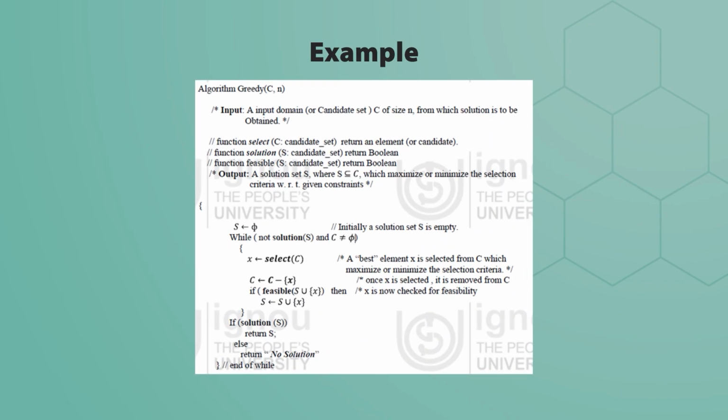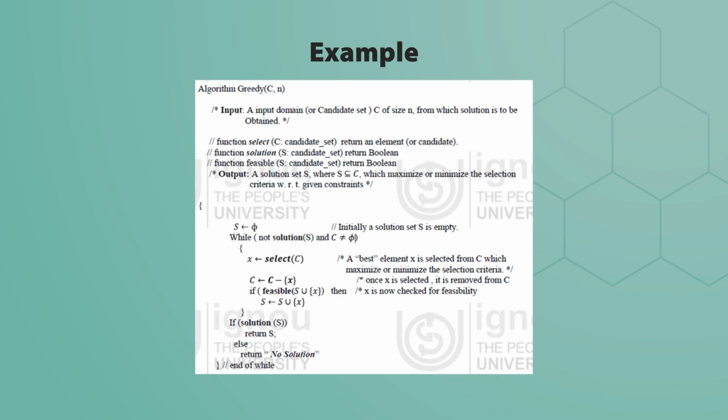If you check the algorithm of the greedy technique, it's very simple. The input here is the input domain, that is the candidate set of size n. Suppose there are 5 elements included in the set, so you will input the 5 elements, and along with that you will enter 5 also, which will be the size of the set. Another thing is that you have the functions select, solution, and feasible. These are 3 functions that will only return a boolean value, either true or false. Another is the candidate function, which will return the element that is being input.